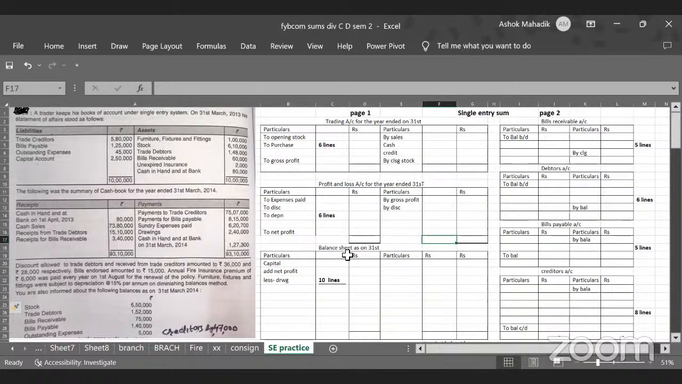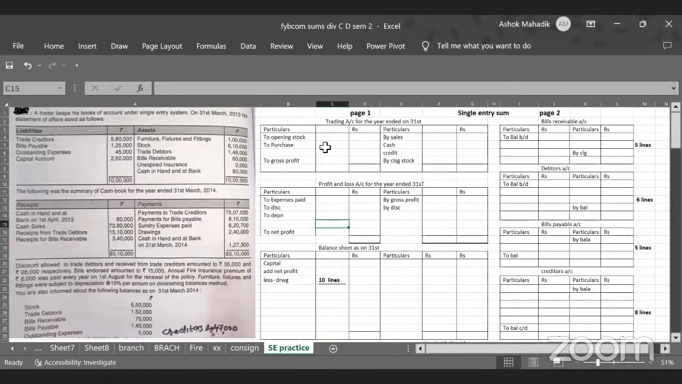The final accounts format you are already aware. In trading account, you will have opening stock, purchases, wages, carriage on the debit side. On the credit side, we may have sales, which includes cash sales, credit sales, then closing stock. From trading account we'll get GP, which will be transferred to P&L account. In P&L account, we'll have all the expenses on the debit side and incomes on the credit side. Below that, we have balance sheet. So let us start.